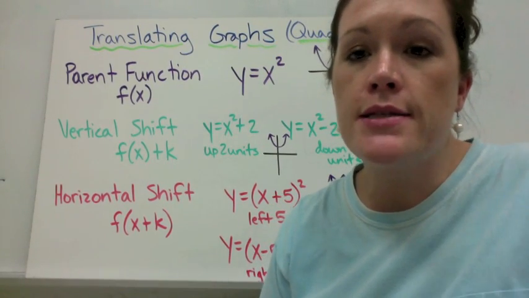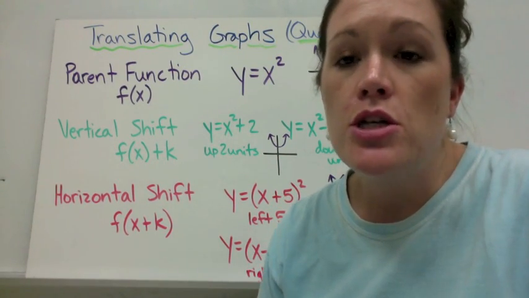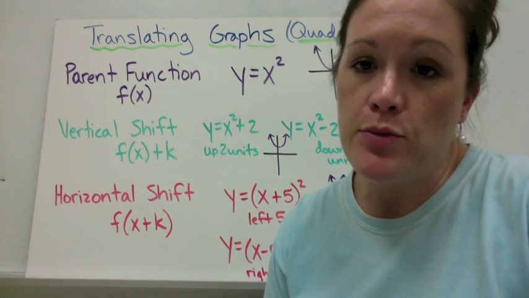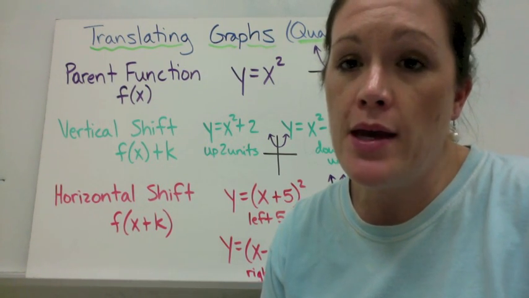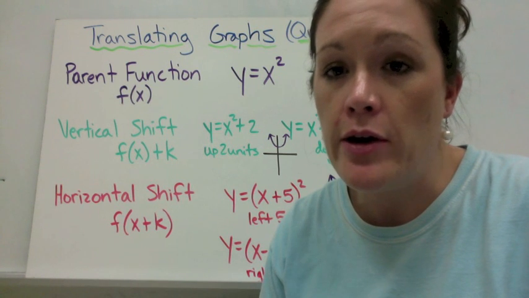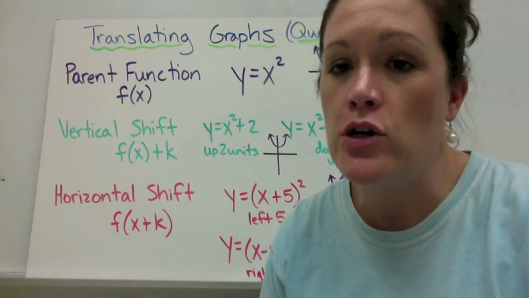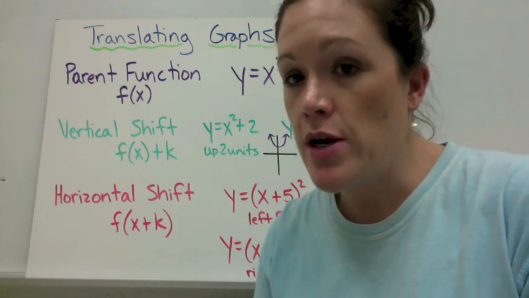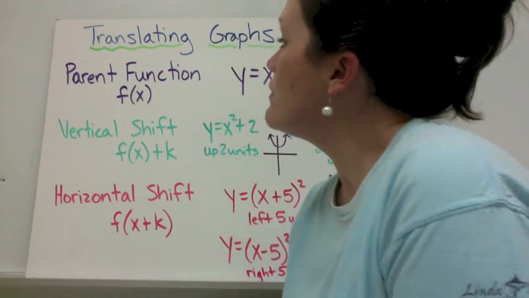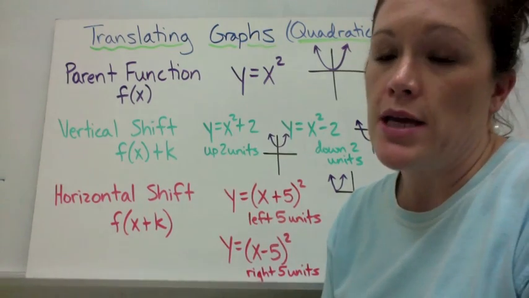Let's talk about translating quadratic functions. Whenever we talk about translating graphs, we can refer to the main original function as the parent function. This is the one that has nothing special going on, but it's your basic function. Here we're talking about quadratic functions, so our parent function is simply y equals x squared.